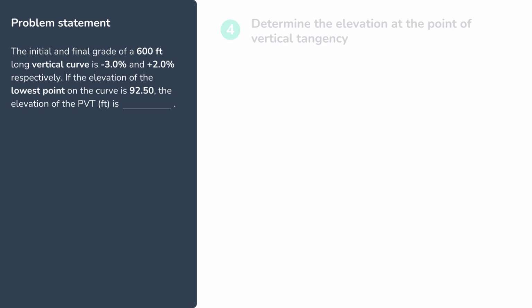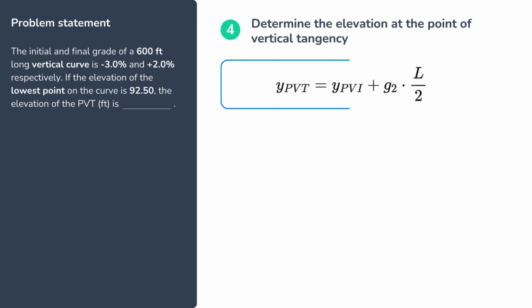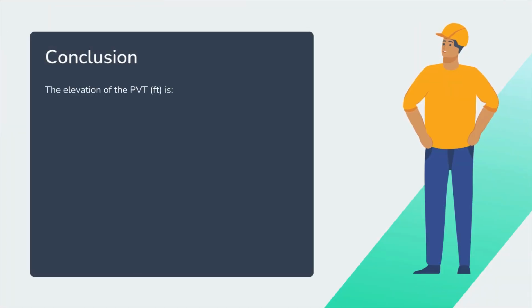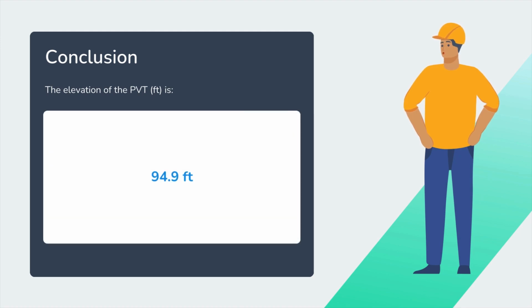Finally, in step 4, we determine the elevation at the point of vertical tangency using the formula shown here. Substituting the given values, we find the elevation of PVT equals 94.9 feet. There you have it. The elevation of the PVT is 94.9 feet.